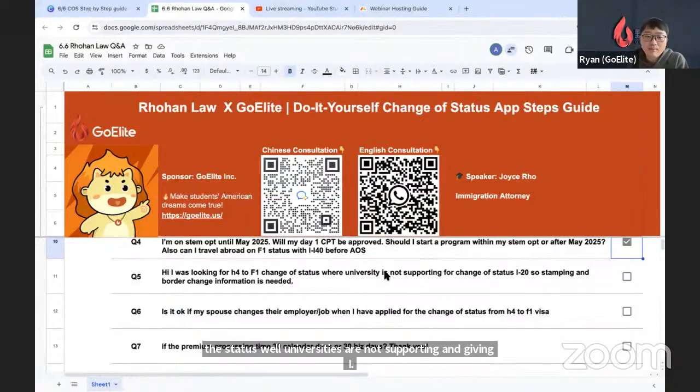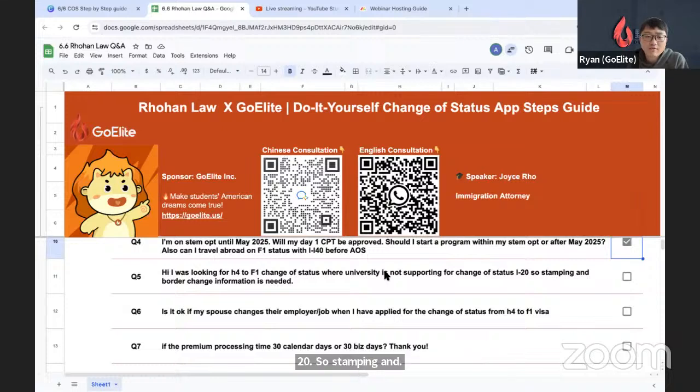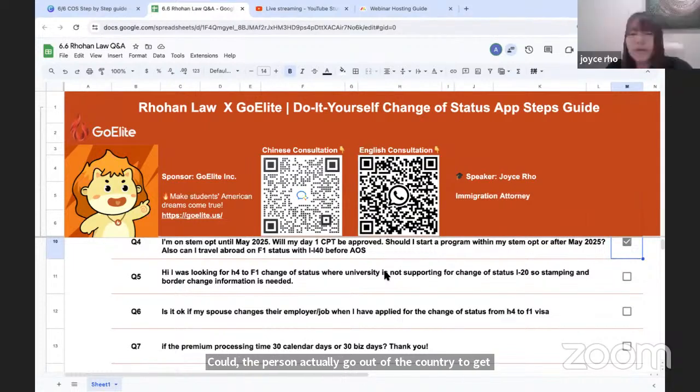So stamping and border change information is needed. Sorry, I couldn't really understand this question, but I'm thinking maybe this person wanted to know more about whether or not stamping is required, or if, for example, the school doesn't issue an I-20 for change of status, could the person go out of the country to get F1 stamped and then re-enter to do this program? Oh, yes. I don't know why the school is not really supportive of issuing an I-20.